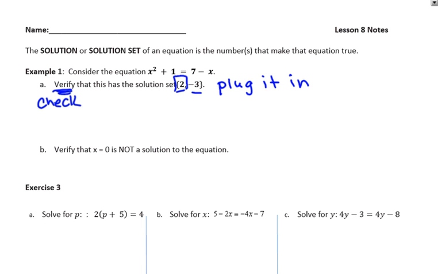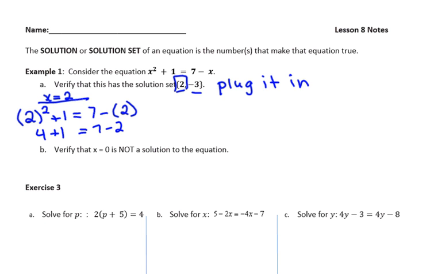All right, so for the first one, x equals -2. I'm going to plug it in. So my equation is x squared, so I'm going to fill it in with a -2 squared plus 1 equals 7 minus x, which again is -2. So go through and do the computations. -2 squared is 4 plus 1. Does that equal 7 minus -2? Okay, 4 plus 1 is 5. 7 minus -2 is... so it works. Good.